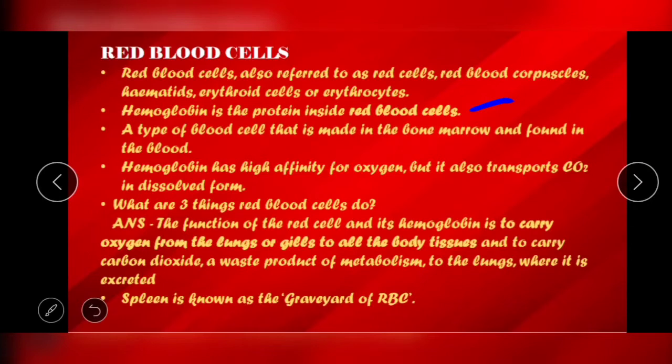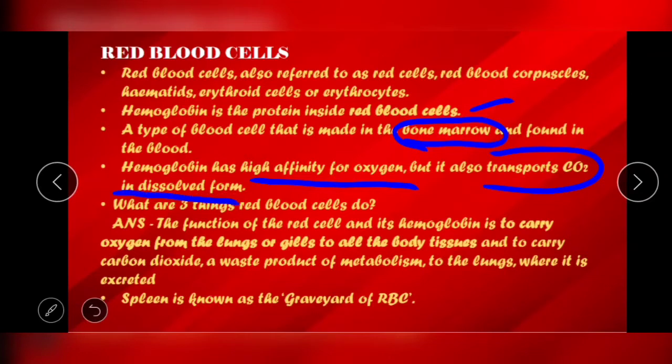It is a type of blood cell that is made in the bone marrow. So this red blood cell is made in the bone marrow and is found in the blood. Hemoglobin has high affinity for oxygen. High affinity for oxygen is nothing but it can transport oxygen very well, whereas it has low affinity for CO2, hence this transports CO2 in a dissolved form.